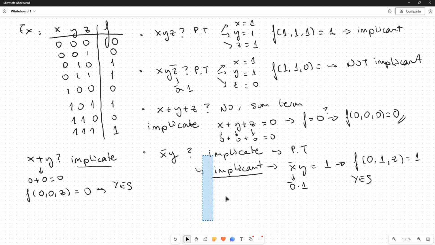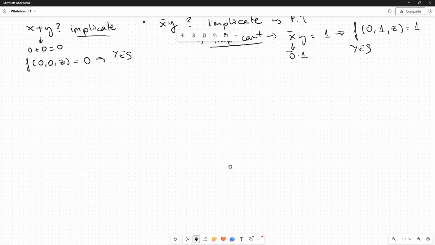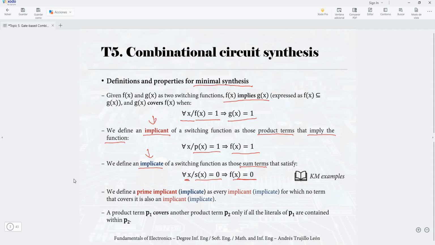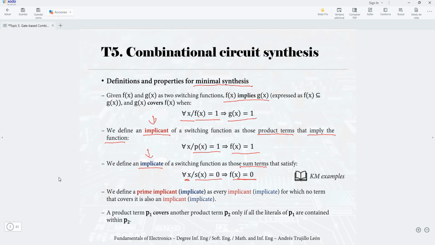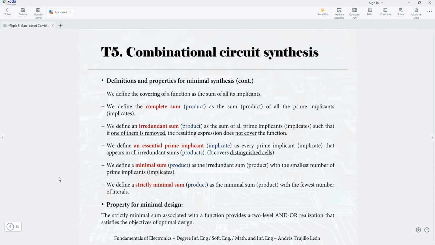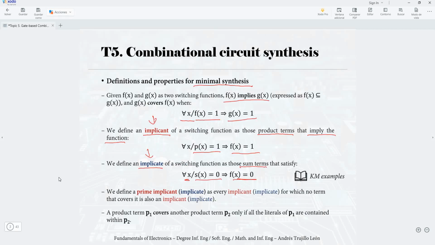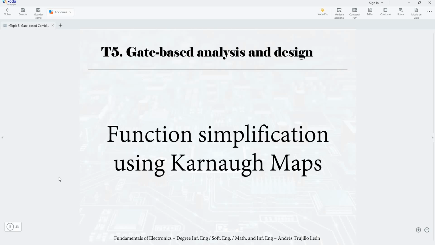So we are going to continue with the definitions. Well, we are going to have quite a lot of definitions in a row. So I think that the easiest way of learning this is just jumping ahead, seeing some examples, and coming back to see more definitions, because seeing all these definitions in a row can be hard to understand. So I'm going to jump to the function simplifications with Karnaugh maps.